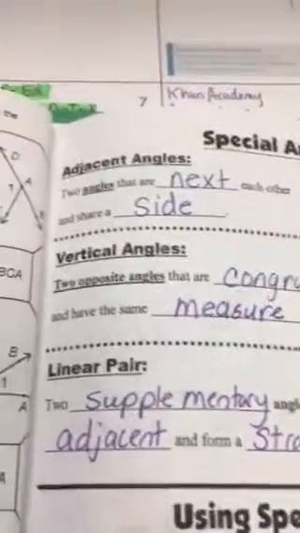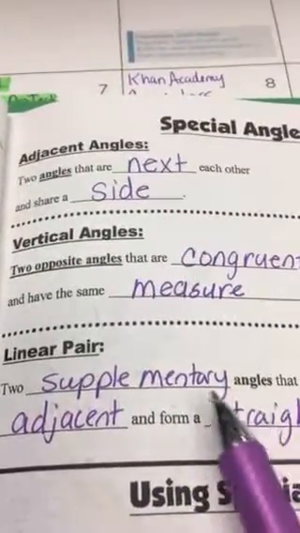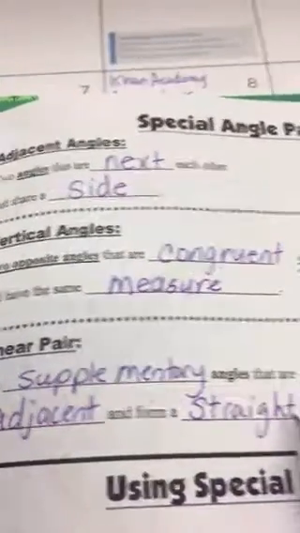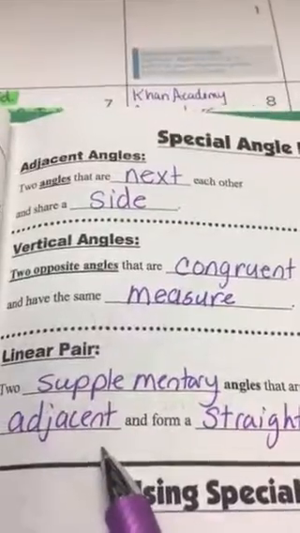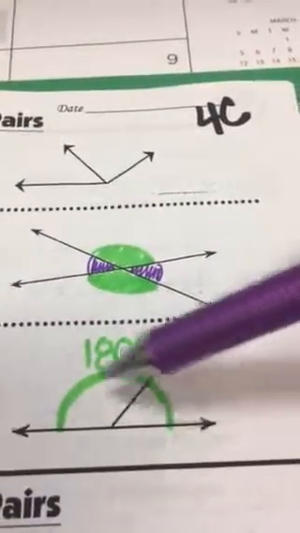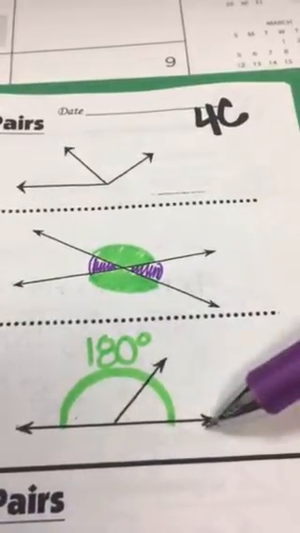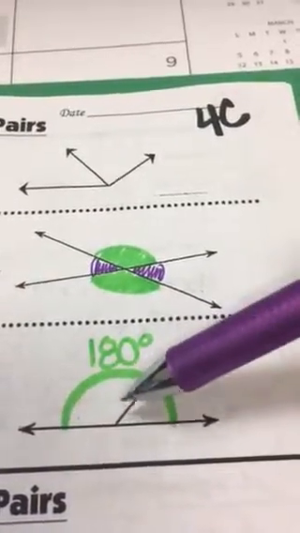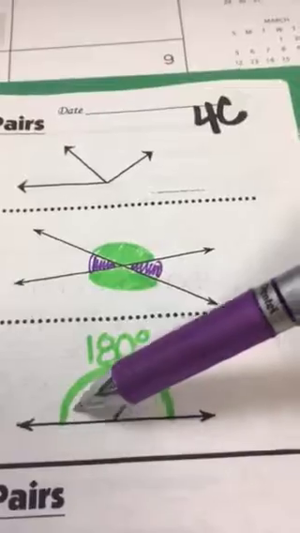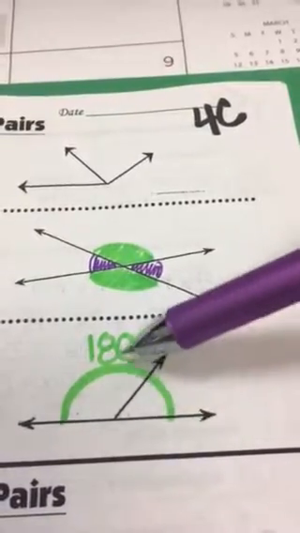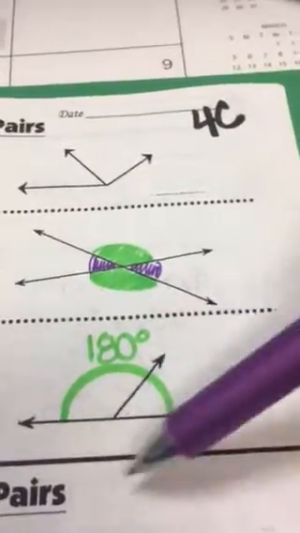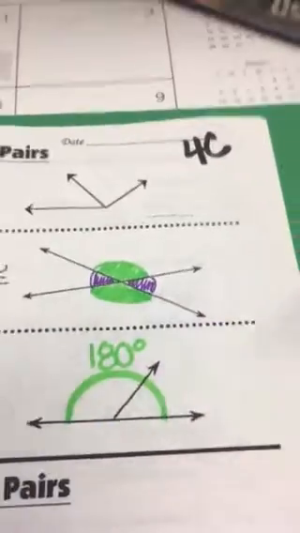Linear pair, they're two supplementary angles, which means they add up to 180 degrees. They are adjacent, which means they're next to each other, and they form a straight line. So this is a perfect example. There's your straight line, there's your adjacent angles. So the total degree measure is 180 degrees. It's half of a circle all the way around, which would be 360.